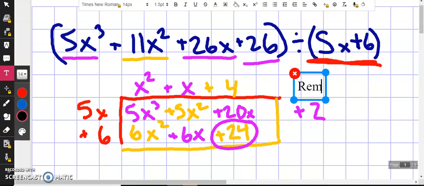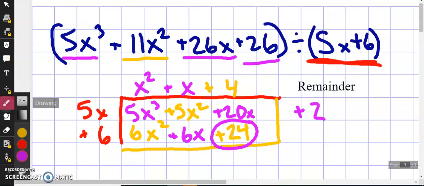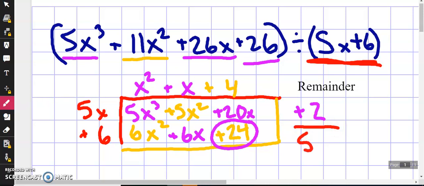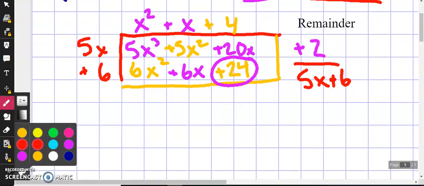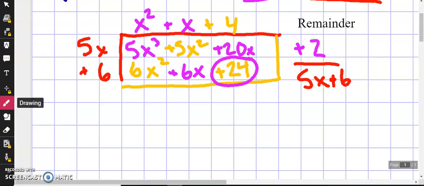This plus 2 is my remainder. And so when I'm writing my remainder, I always write it as a fraction with whatever I was dividing by. So my final answer is going to be whatever is on top of the box plus the remainder.